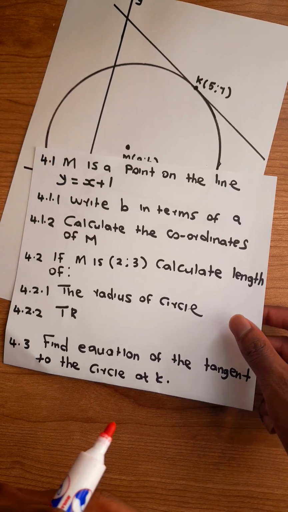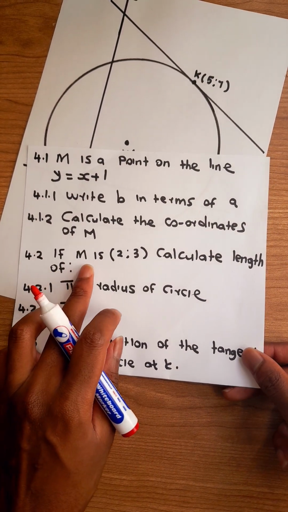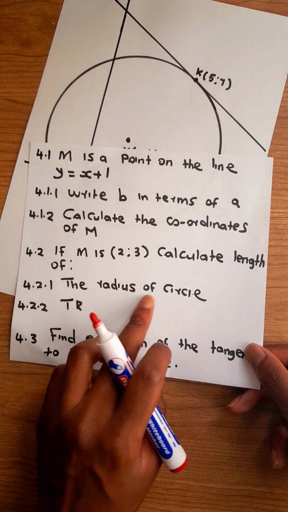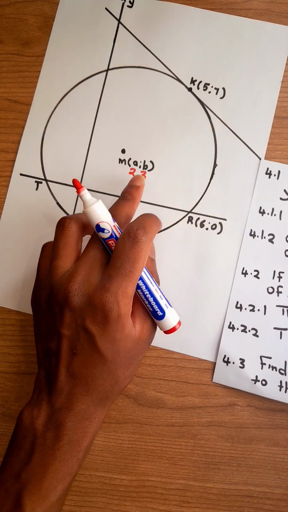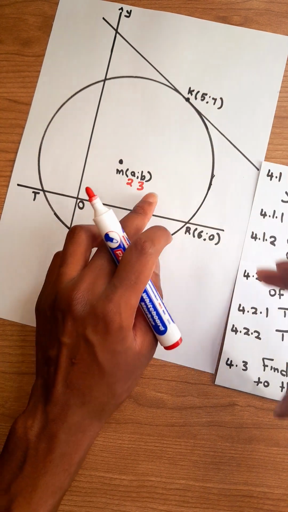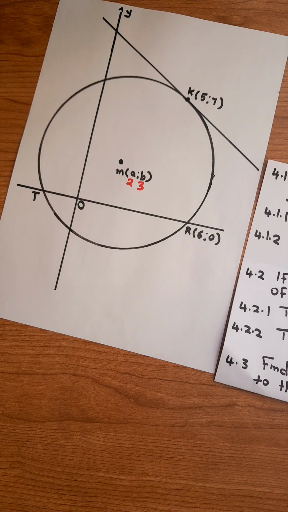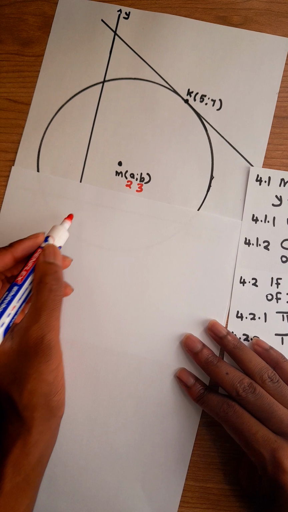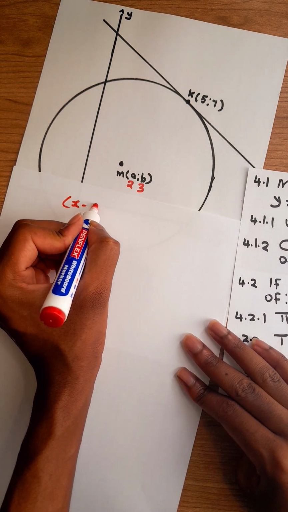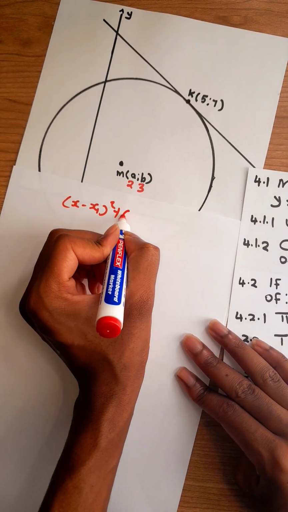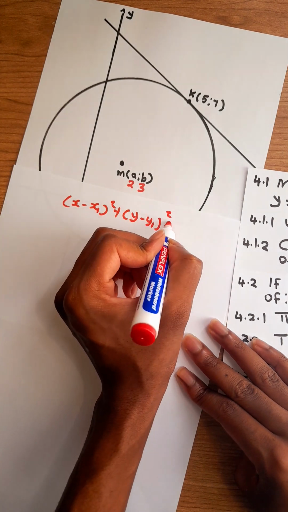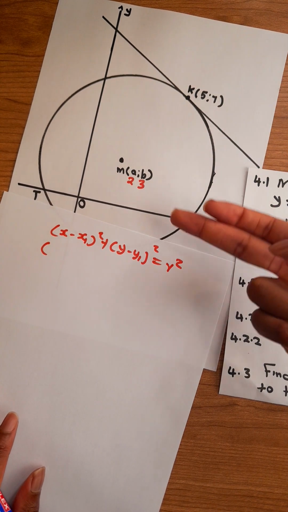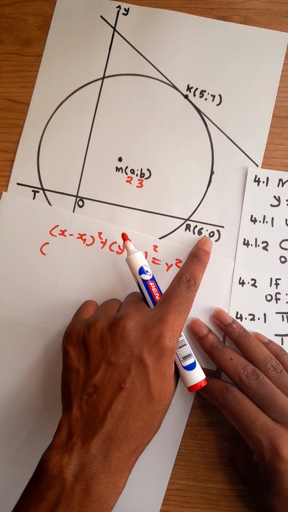Now the next question says, if M is (2, 3), calculate the length of the radius of the circle. So because we know that the center is actually (2, 3), they want us to calculate the radius of the circle. So what do we do from this point? We know that the equation of the circle is (x minus x1) squared plus (y minus y1) squared equals the radius squared. Let's choose any point. You can choose K, you can choose R, it's up to you. So let me just choose R because there is a 0, right?